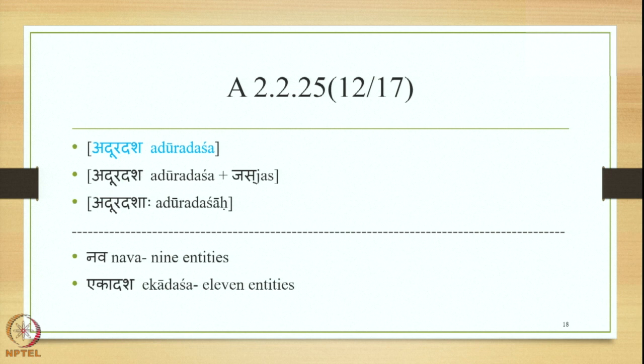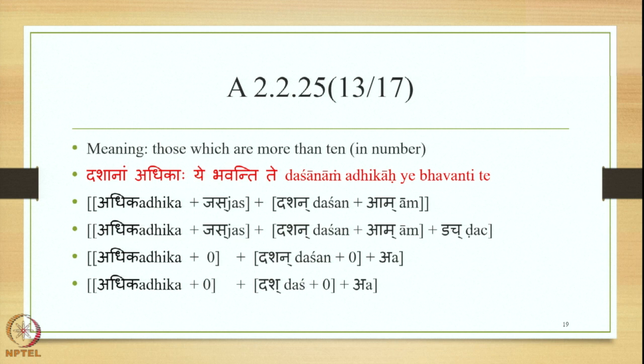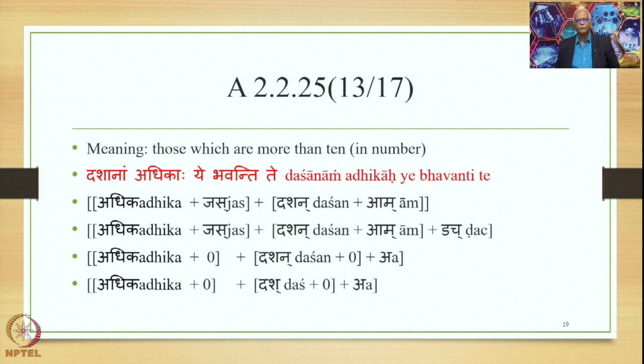So we add the suffix jas after this and we get the form adhura dasha plus jas, and finally we get adhura dashaha, which again means nava or ekadasha, 9 entities or 11 entities. Lastly, we also have the next example, namely those which are more than 10 in number. Dashanam adhikaye bhavanti te. So we have adhika plus jas plus dashan plus am, where we have the samasanta pratyaya added by the sutra bahuvrīhi sankhyaya dach abahuganat.